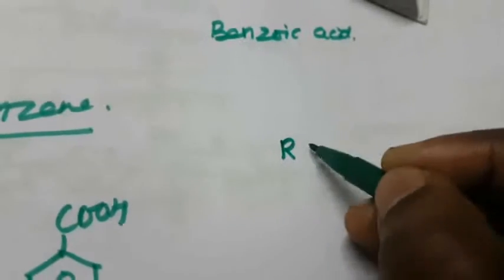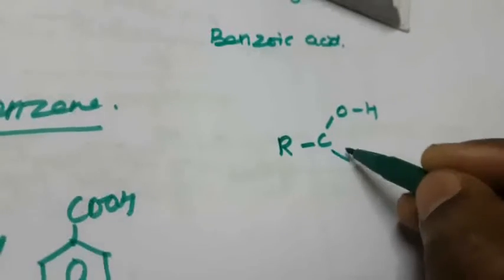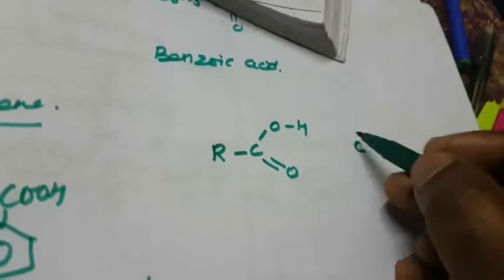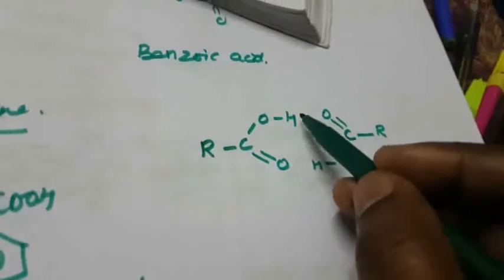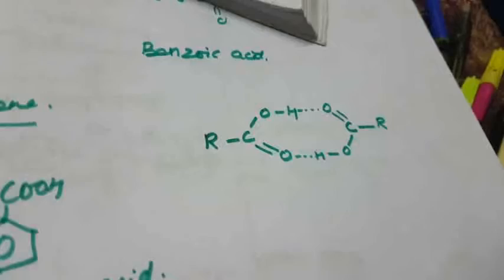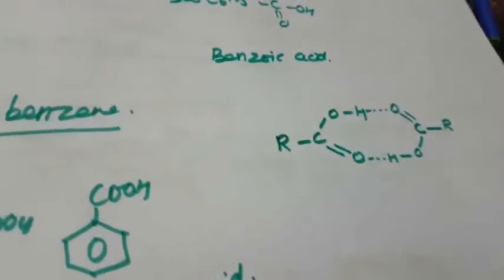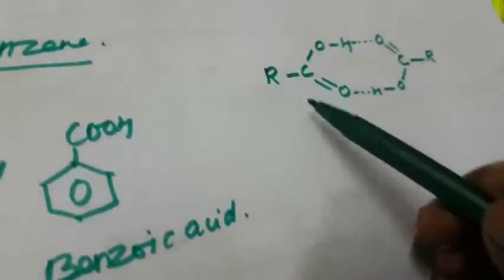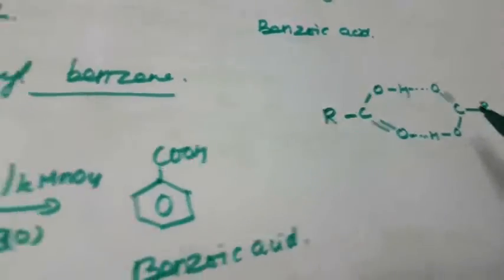Here COH, then double bond O. This is one carboxylic acid. Here another carboxylic acid, carbon, double bond O, this is oxygen, then hydrogen. In between, the dimer forms through intermolecular hydrogen bonding. Because of this, intermolecular hydrogen bonding exists in the vapor phase. When you are heating, it forms intermolecular hydrogen bonding, because the dotted line indicates the hydrogen bonding with the neighboring molecule.